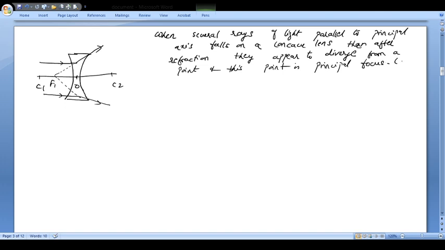So now see here also same thing, same reasoning. You will have f1 and f2. If you talk of a concave lens, you will have f1 and f2. If the rays come from the opposite side, you will get the f1 and f2. Now see, after this we will be seeing about the ray diagrams of convex and concave lens.